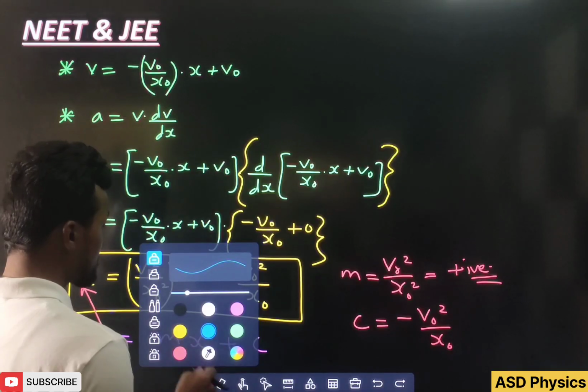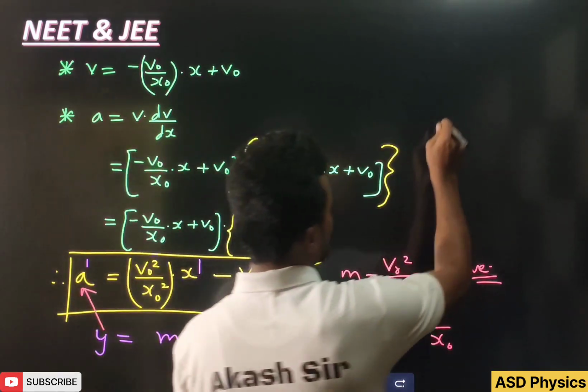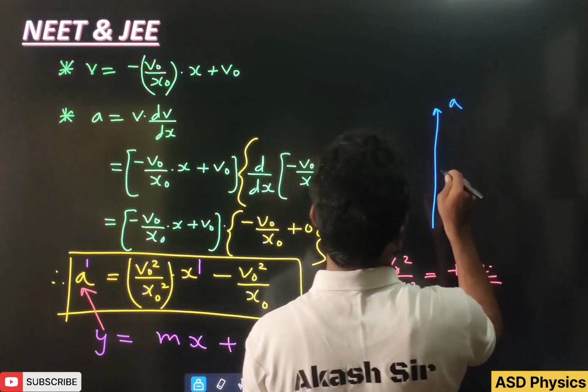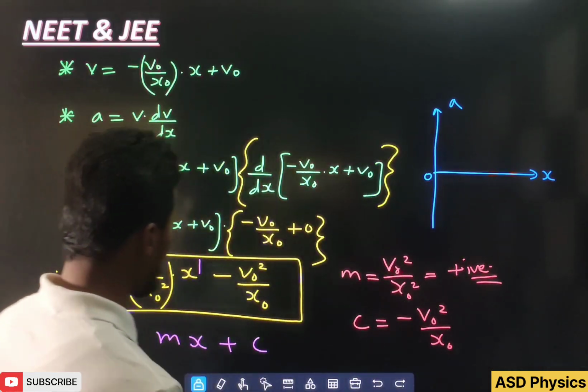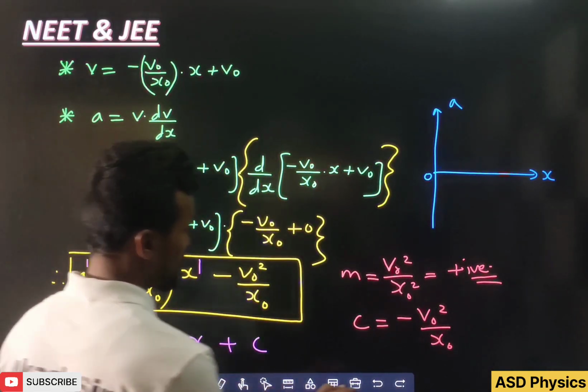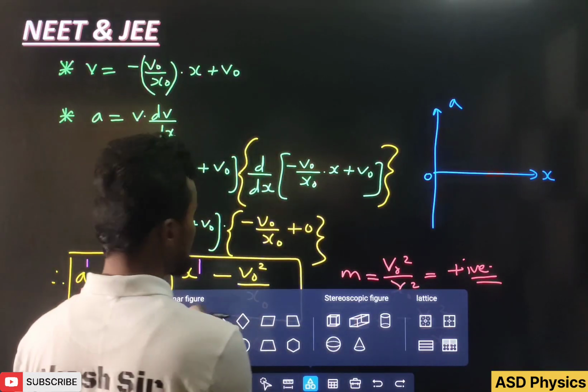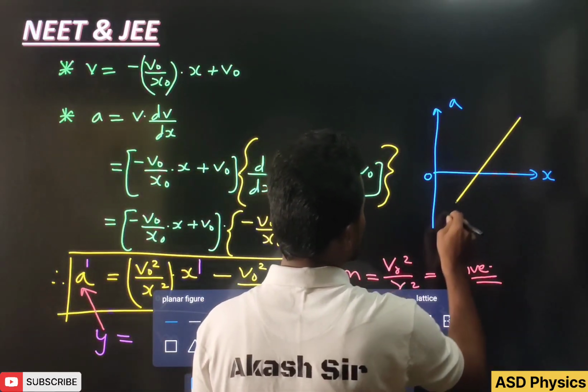So by seeing this equation, we have to remember that if this is a and this is x, the slope will be positive, but the intercept will be negative. And you know how it will be possible here, students? Remember, the line should go like this.